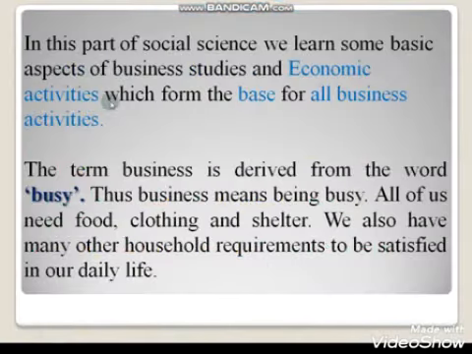Business studies is a part of social science. We are going to learn some basic aspects of business studies.